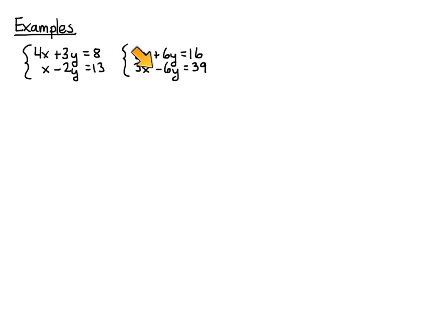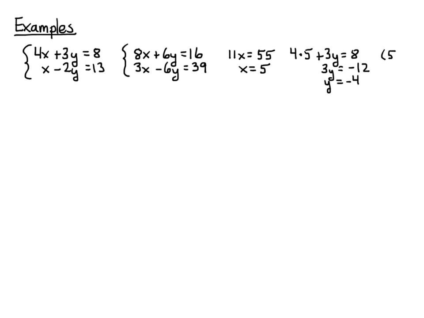times 13 is 39. So now I have these two equations, and they're in a perfect spot for me because I have a 6y and a -6y. So when I add those two together, 8 plus 3 makes 11x, and then 16 plus 39 is 55, so I divide both sides by 11, and I get x equals 5, and then I'm going to substitute in, and I get, sure enough, y equals -4, so I had 20 plus 3y equals 8, then 3y equals -12, and y equals -4.